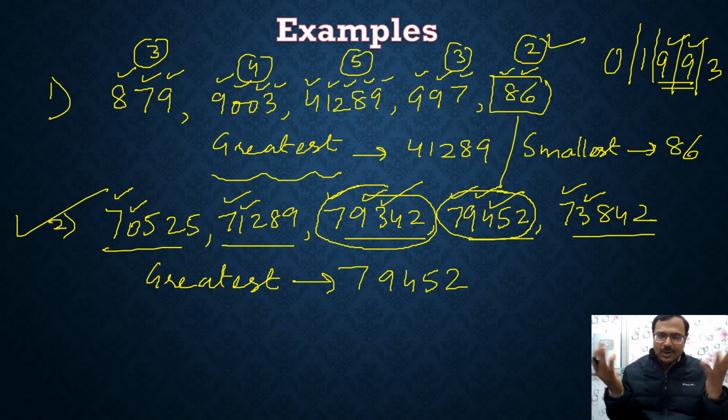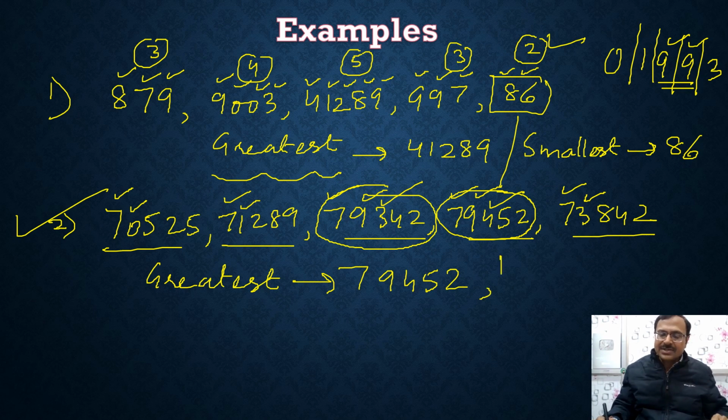Now this is a very easy observation, right? Very easy comparison from the left hand side. But mind you, again, a single question looks very easy. 50 questions on the trot. Numbers start dancing. Okay, so 79452 happens to be the greatest.